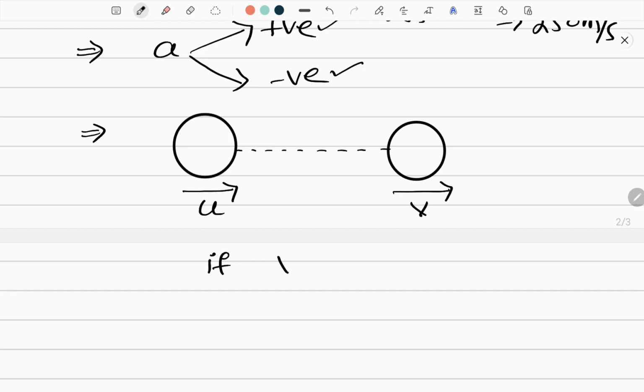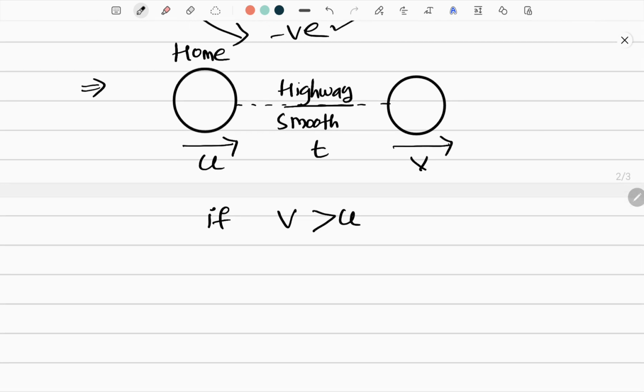So if v is greater than u, for example, you are near your home, you started your bike and you came onto the highway. Now when you came onto the highway, your velocity will increase or decrease? Definitely it will increase, because it is a smooth road. Highway is smooth, you are going to increase your velocity in time t.